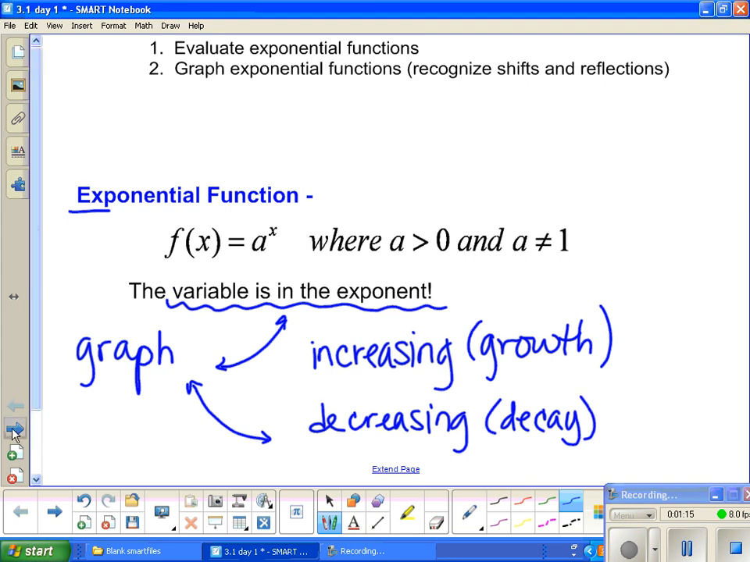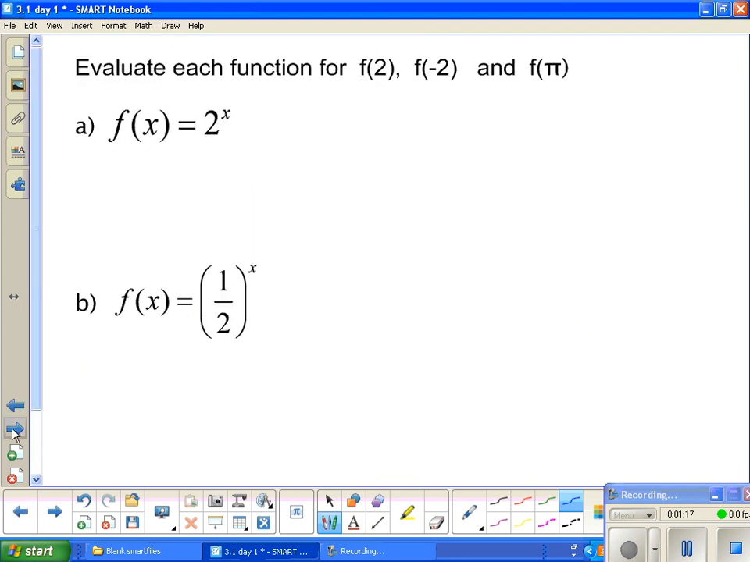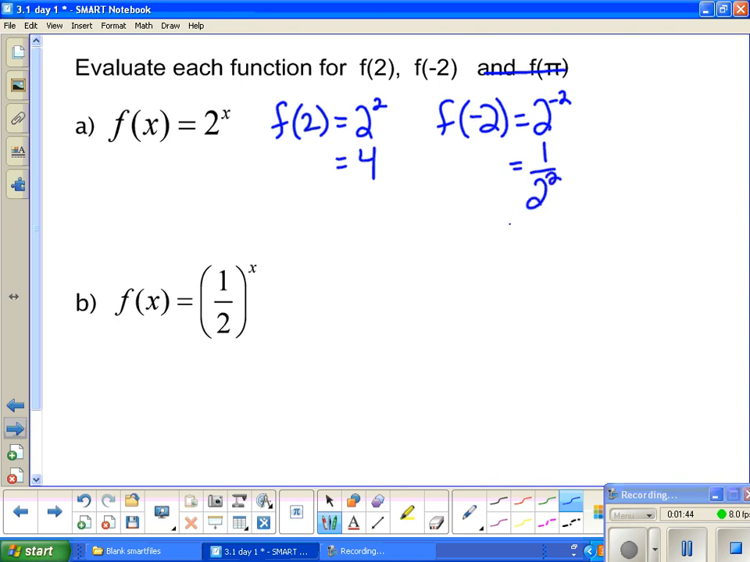All right, so let's evaluate some. If we're evaluating this at f of 2, f of negative 2, and f of pi, we're not going to worry about f of pi. We're just going to look at f of 2 and f of negative 2. So if we do f of 2, we'll get 2 squared equal 4. F of negative 2 equals 2 to the negative 2, which is equal to 1 over 2 squared.